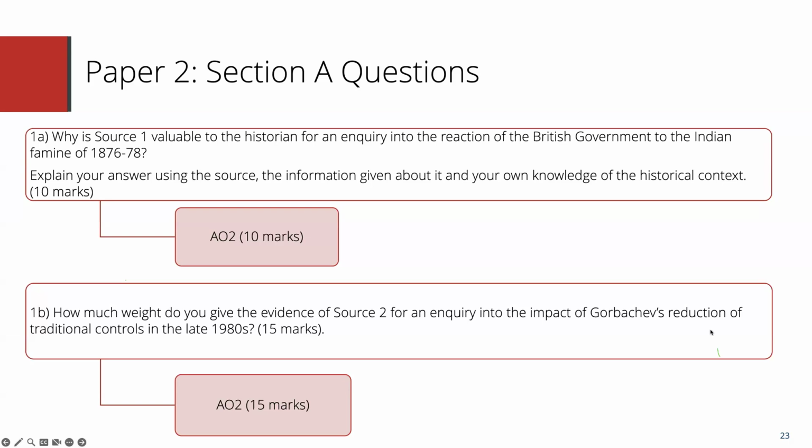Again, if you look, it says the source is extremely valuable to an historian, but it doesn't say how. It's fair enough putting that in, and you can give some recognition at level one for that, but then it's like, how?